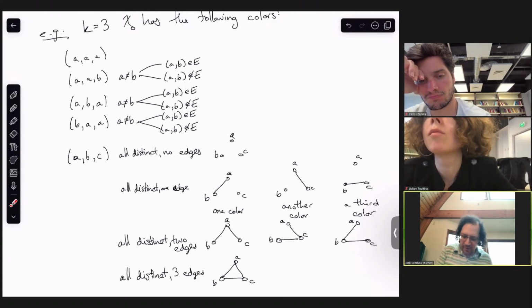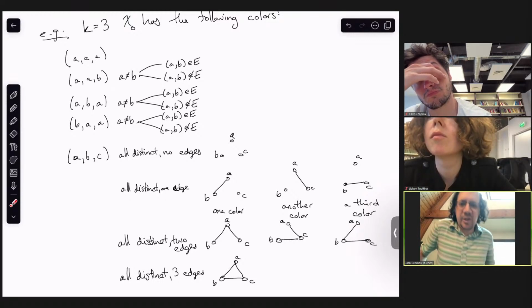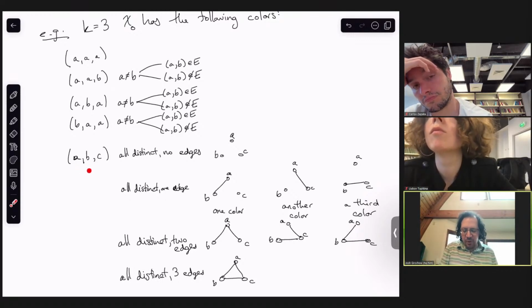And one thing to note here is these are ordered k-tuples. And so these three subgraphs, although they're isomorphic, actually correspond to tuples of three different colors, because you're keeping track of the order in which these vertices came in your tuple.